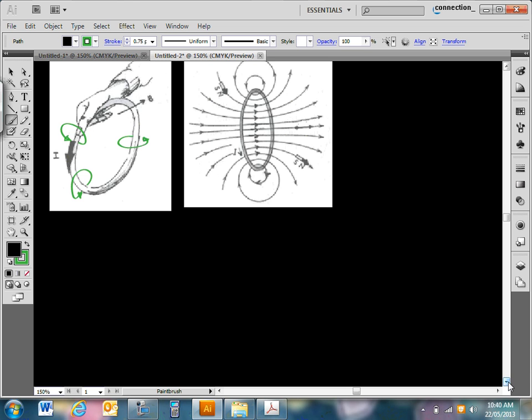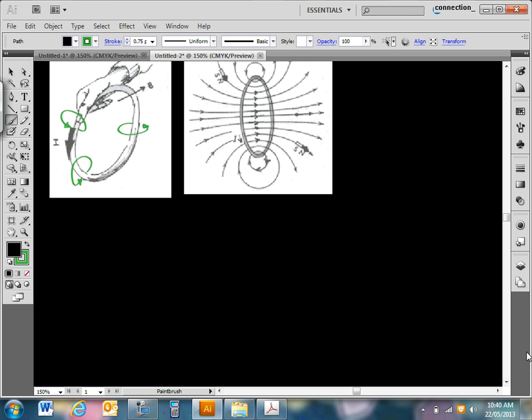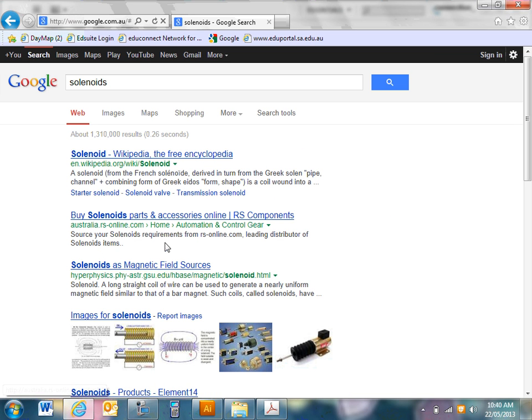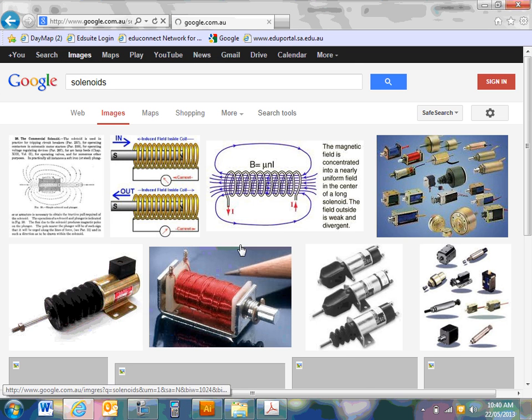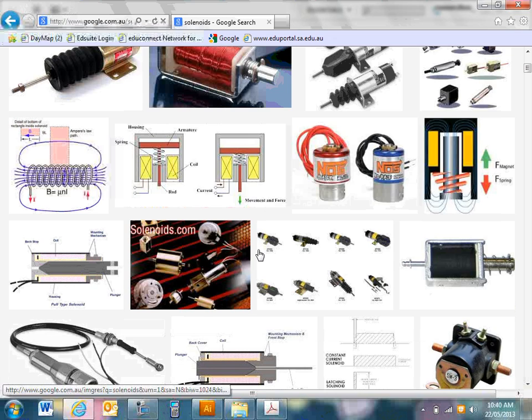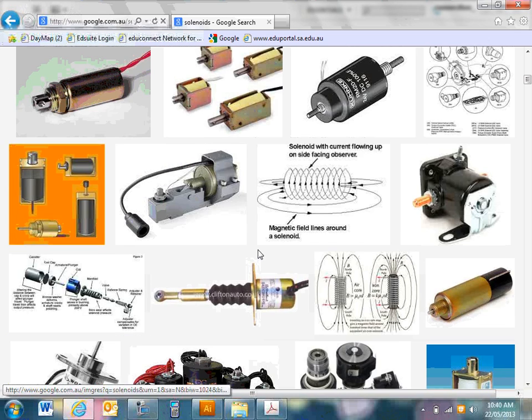Who's seen a solenoid before? Who knows what a solenoid is? You should. I should have learned this last year. Let's get a picture of a solenoid. Where do I see solenoids often? Yeah, where's a good idea? Good picture of a solenoid.